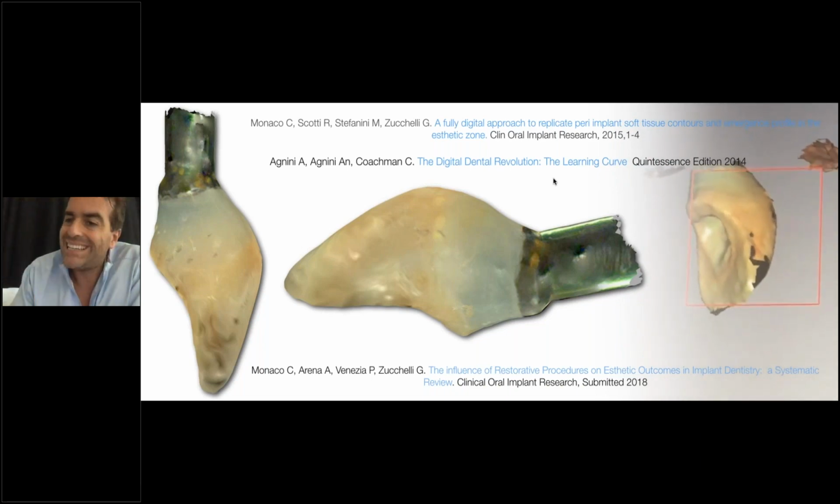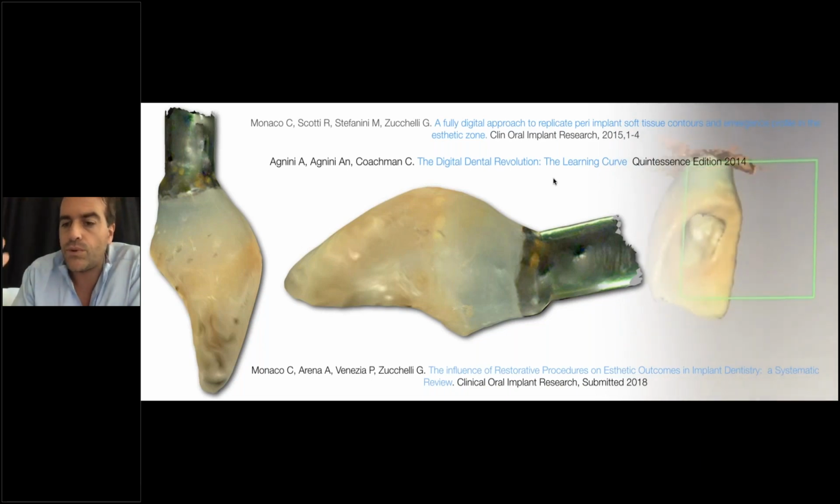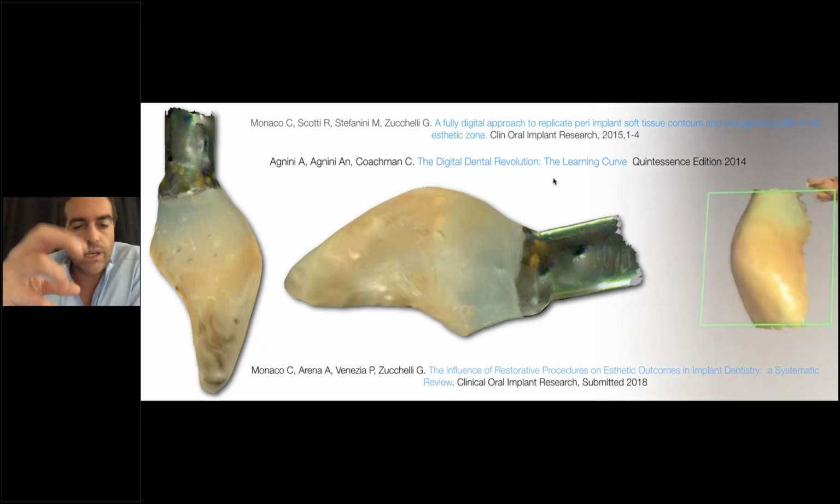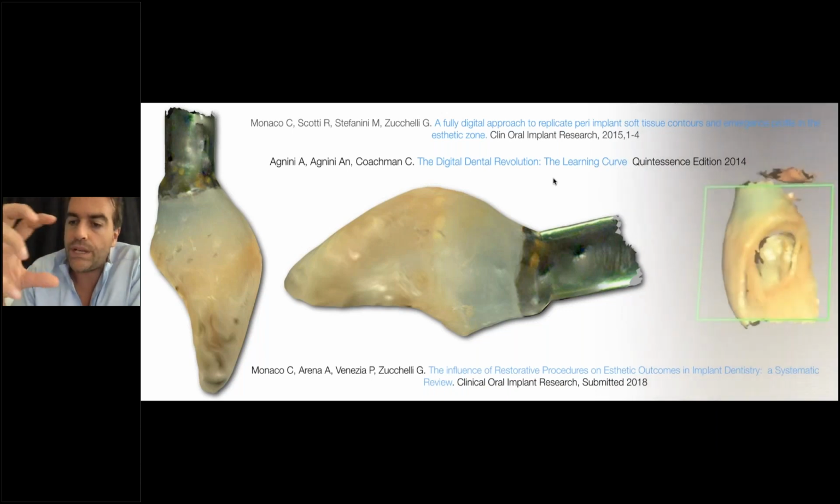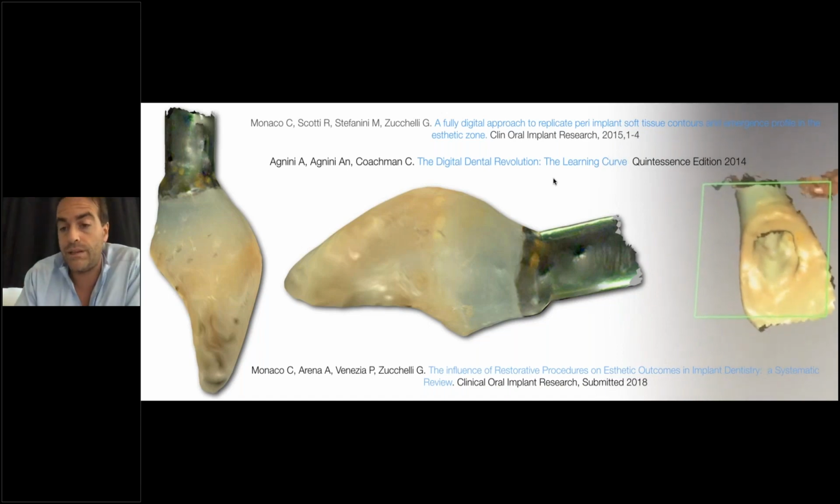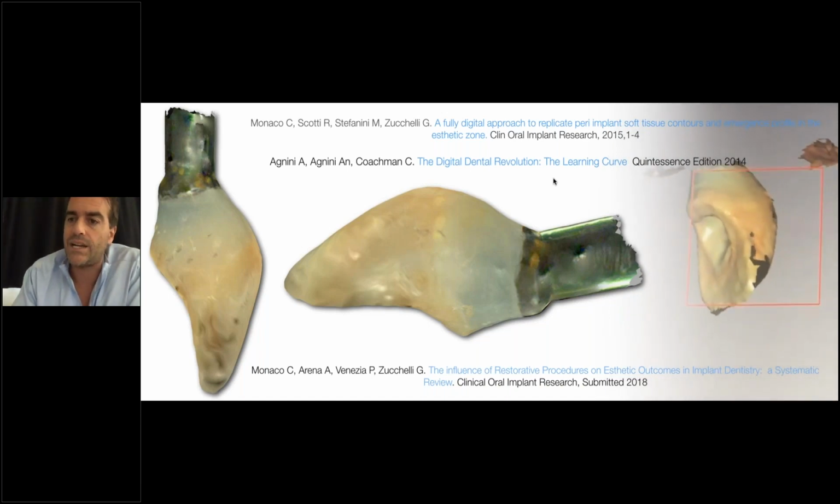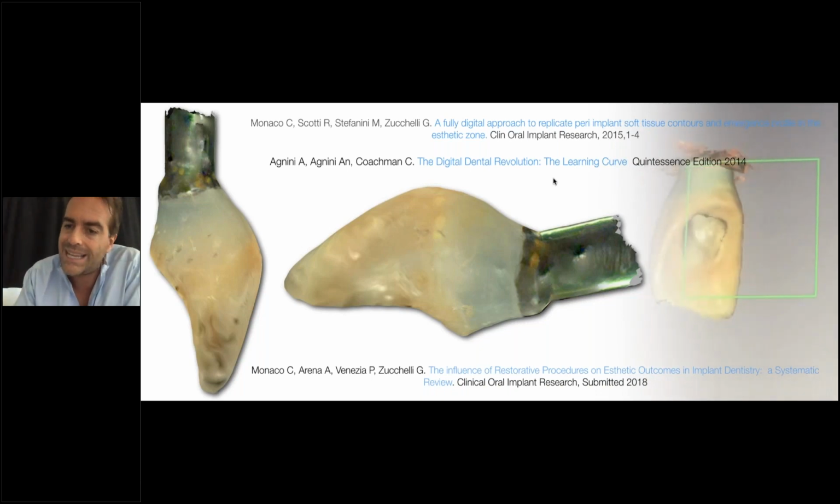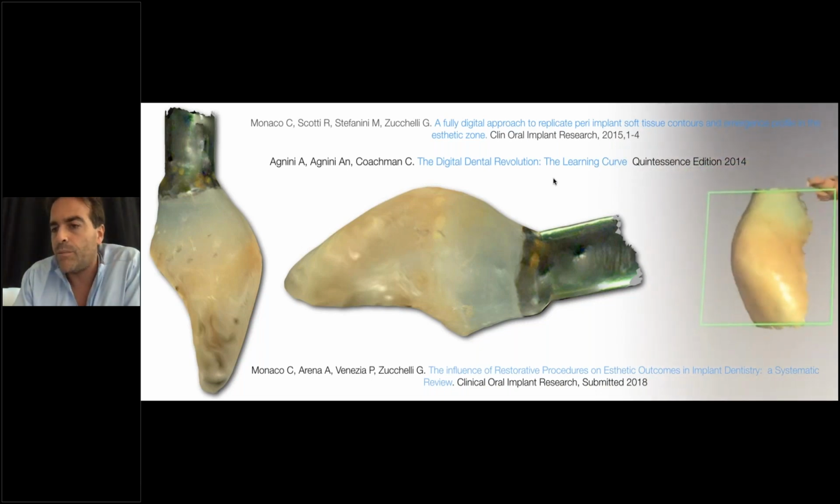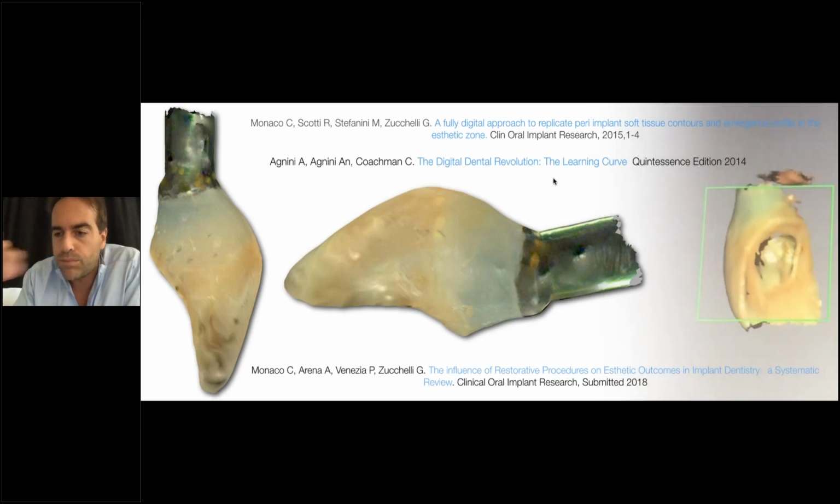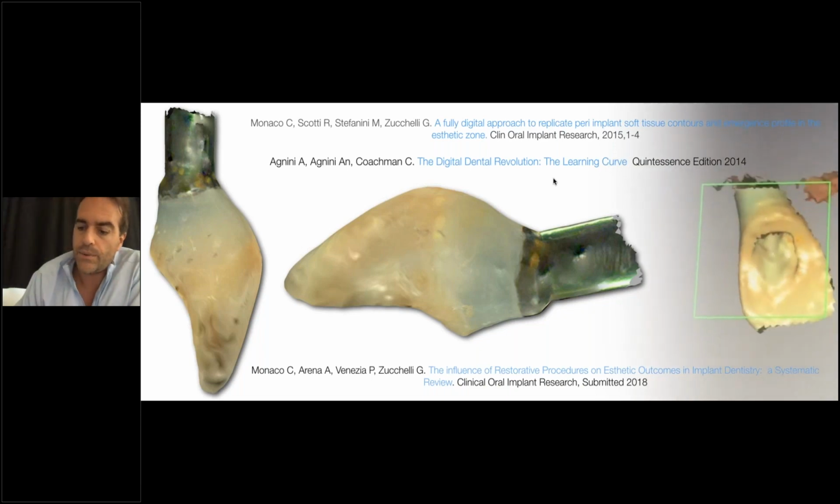We can do it in a traditional way as well, but we need to have a silicon index, we need to have an analog, we need 2 different materials and 9 different steps. So it's more time consuming and less accurate. Here in 30 seconds, we are sending the most important scan to our lab. Boom, 30 seconds and we are done.